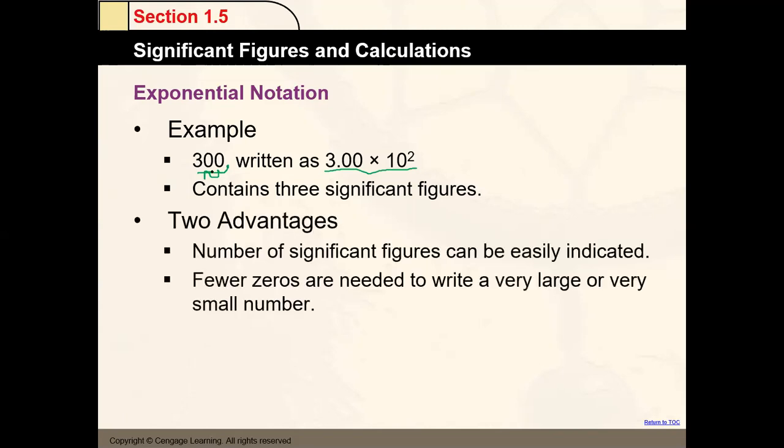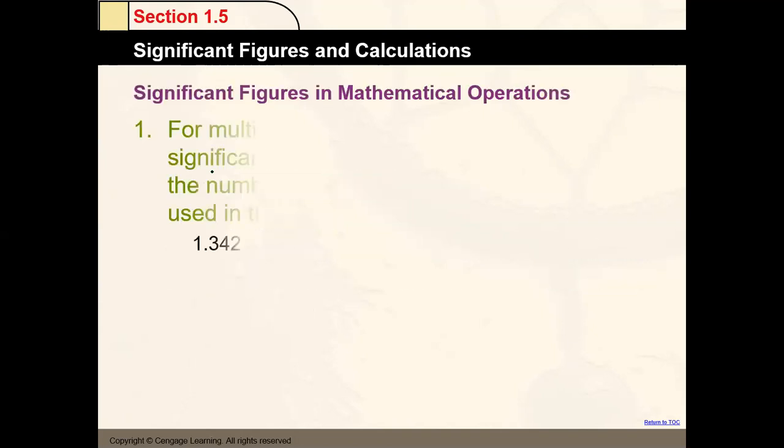Two advantages of writing exponential or scientific notation is that you can definitely see the number of significant figures. Yes, it is a better way to read significant figures. And then fewer zeros are added. For example, if you want to write 1 million, you normally don't want to write all the zeros. You want to write 10 to the 6, right? 10 to the 6 would be the conversion for 1 million.